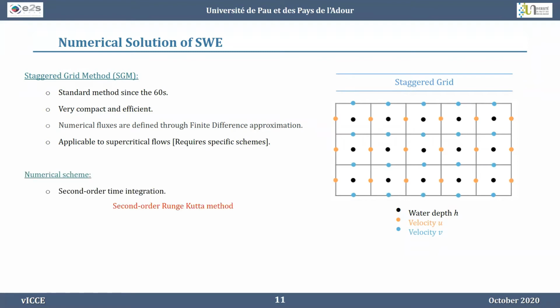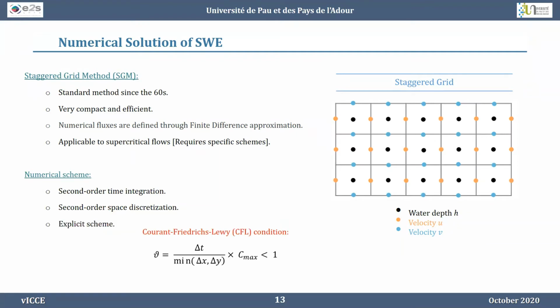Besides the staggered grid method, our numerical model is based on a second-order time integration by using a predictor-corrector Runge-Kutta method. It achieves second-order accuracy in space through a second-order upwind scheme combined with a minmod slope limiter. The numerical scheme is explicit. This means that the time step is restricted by the CFL condition.